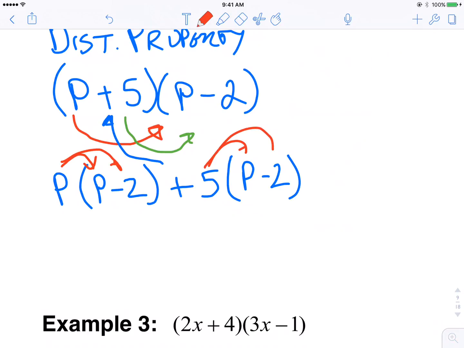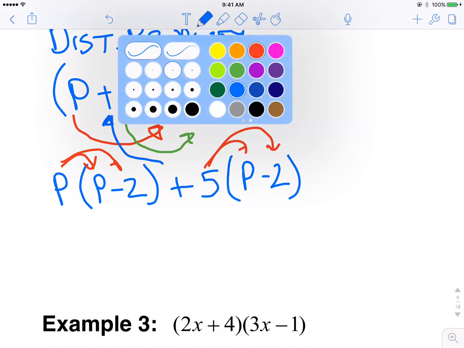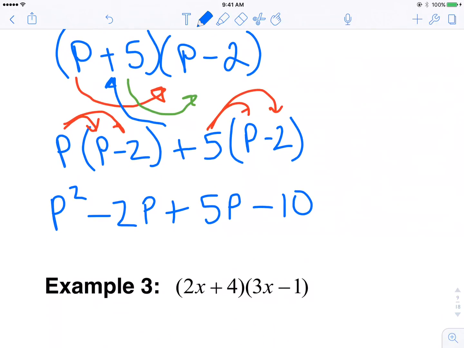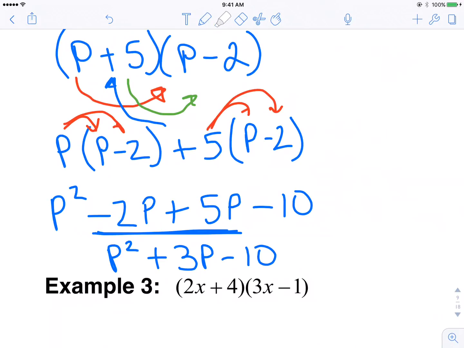Bomb this 5 in. So we get p squared. So p times p is p squared. P times minus 2 is minus 2p. Plus 5 times p is 5p. And 5 times minus 2 is minus 10. And we would simplify this by combining those like terms. We would get p squared plus 3p minus 10. And that would be this question expanded and simplified.